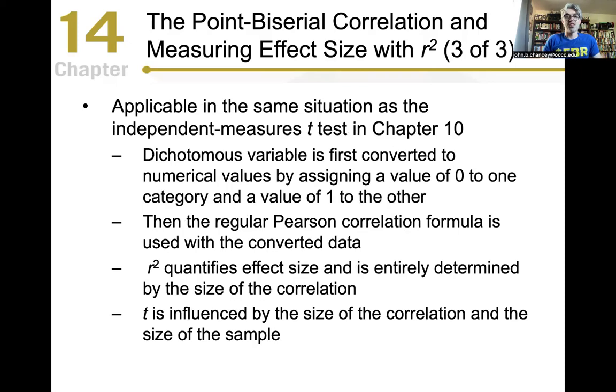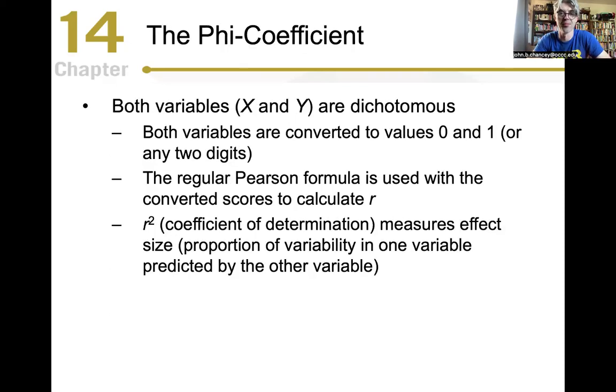So it can be used in the same situation as an independent measures t-test like we covered in chapter 10. A dichotomous variable is first converted to a numerical value, so zeros or ones. You could convert college graduate versus non-college graduate to zeros and ones, and you can use that to categorize. Then you're using the regular Pearson correlation formula with your converted data. R squared is then used to quantify the effect size and determine the size of the actual correlation. T is influenced by the size of the correlation and also your sample size.